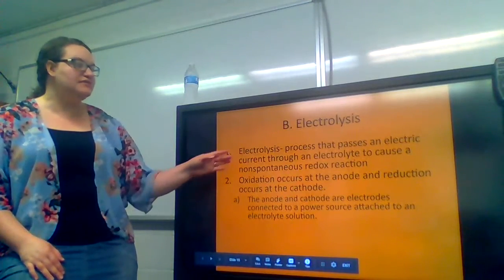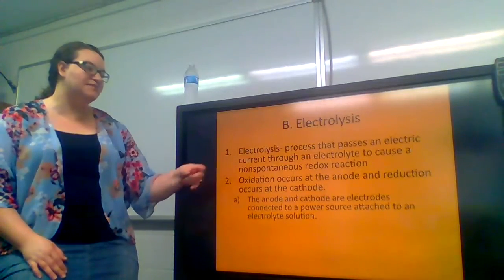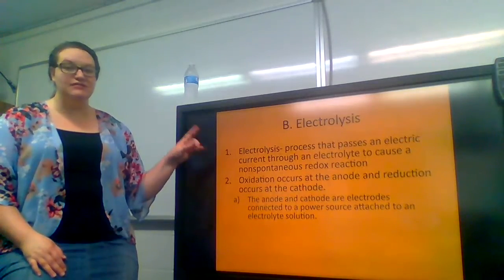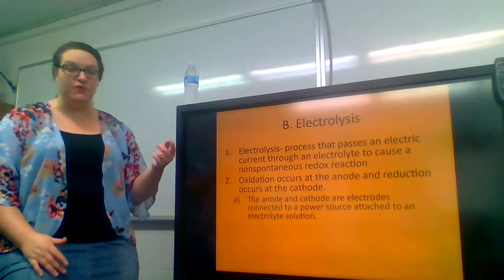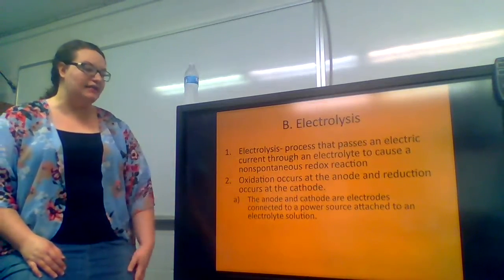Electrolysis. Electrolysis is the process that passes an electric current through an electrolyte to cause a non-spontaneous redox reaction. So basically, electrolysis is how you use electricity to make redox reactions. All right. Oxidation occurs at the anode and reduction occurs at the cathode.